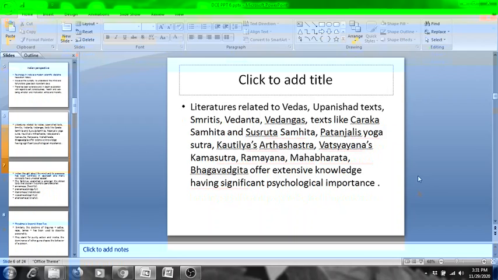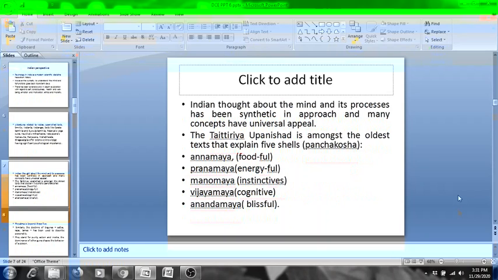Literatures related to Vedas, Upanishad texts, Smritis, Vedanta, Vedangas, texts like Charaka Samhita, Sushruta Samhita, Patanjali's Yoga Sutra, Kautilya's Arthashastra, Vatsyayana's Kama Sutra, Ramayana, Mahabharata, Bhagavad Gita offer extensive knowledge having significant psychological importance. Indian thought about the mind and its processes has been synthetic in approach and many concepts have universal appeal.